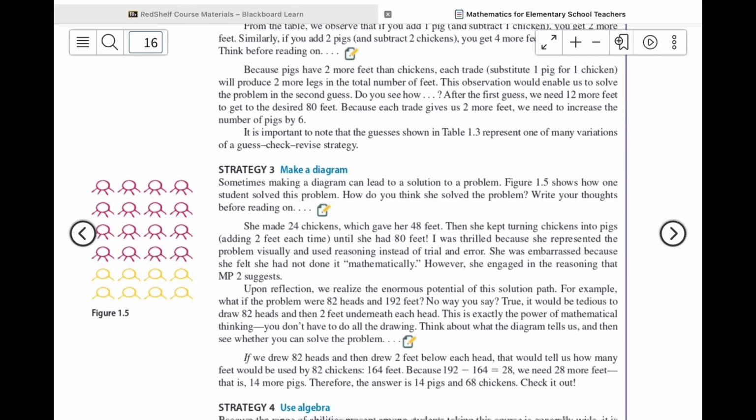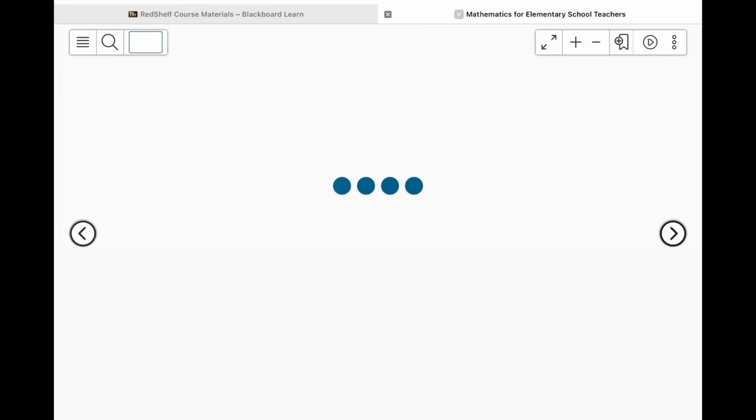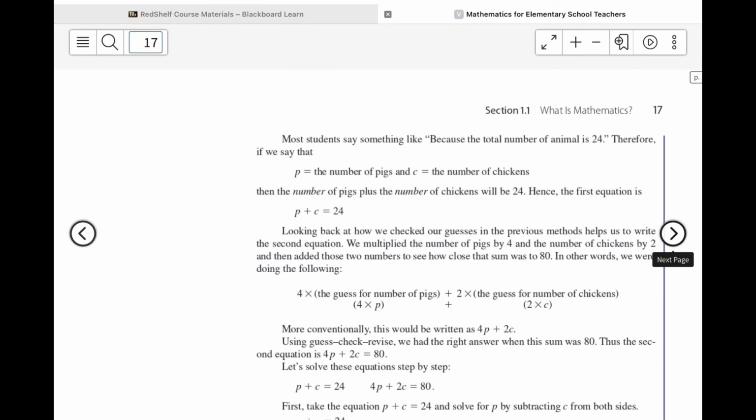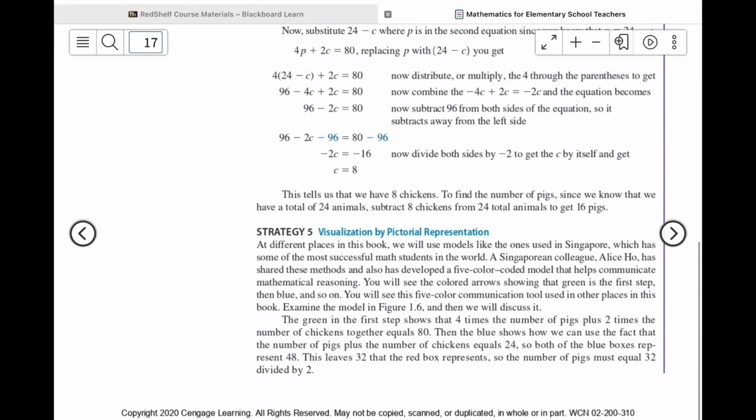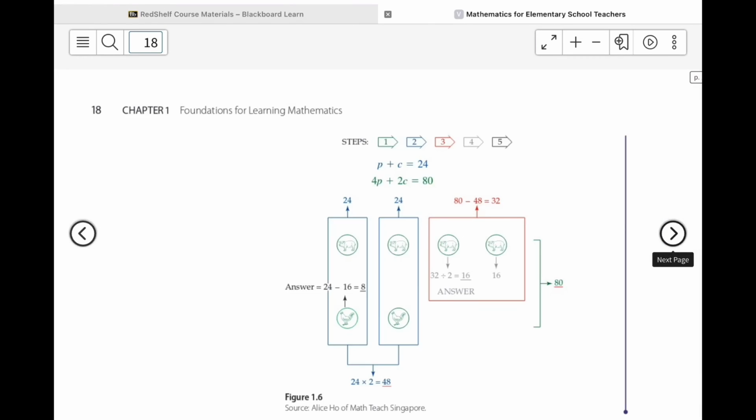This is a really clever one with the diagram. I love this one. I hadn't thought about it until I read the book, and now it's one of my favorite ways to solve this problem. We'll look at an algebra strategy where we're using variables and using algebraic methods to solve. And then finally, just like we had guess and check, and then guess, check, and revise, we'll look at a more sophisticated diagram, not exactly like this, but the same kind of idea.